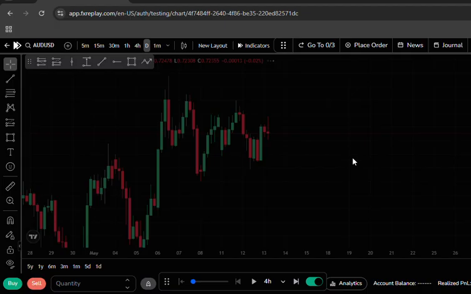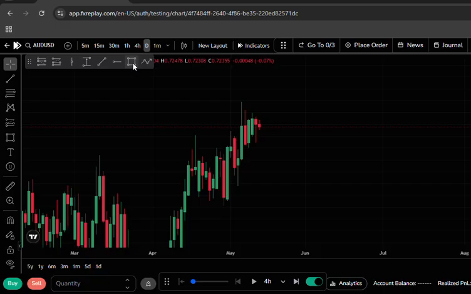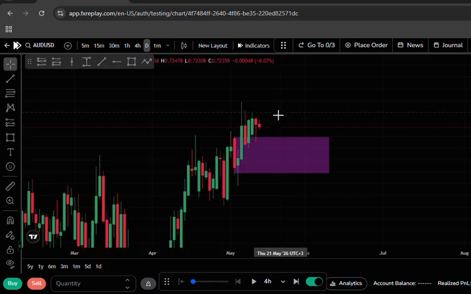So let's do a quick top-down analysis to see how we captured the move. This is the daily time frame. You notice that the market was moving in an uptrend and it was currently retesting at this daily order block.